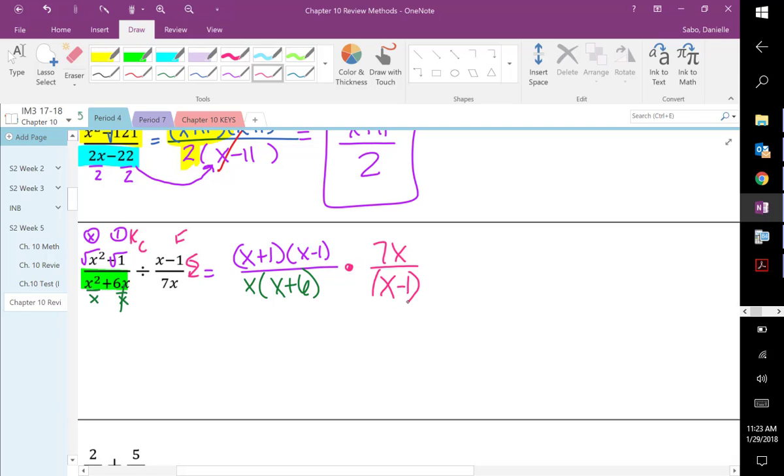From here, it's very straightforward. This is the fun part, because you can start canceling things out. I have an x minus 1 here and in the bottom here. What else can I cancel? X. I have 1 here and 1 here. Multiplying, whatever's on the top can be canceled with whatever's on the bottom. Doesn't matter where it's at. So with my highlighter, I'm going to highlight what's left over. I have x plus 1 on top and x plus 6. And don't forget about that 7. So I have 7 times x plus 1 all over x plus 6 is my final answer.